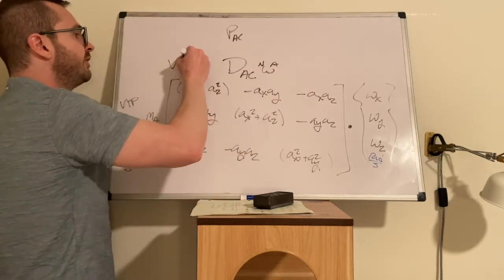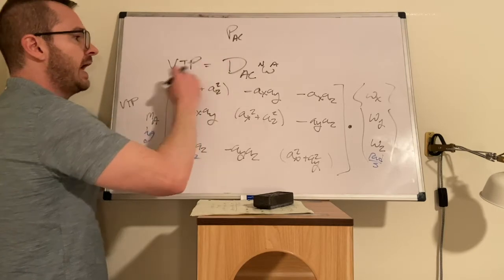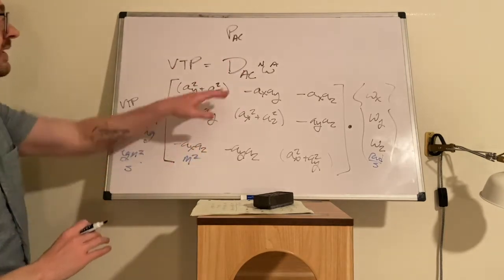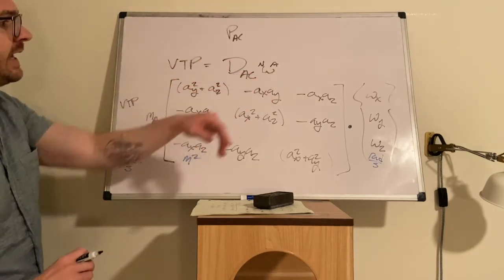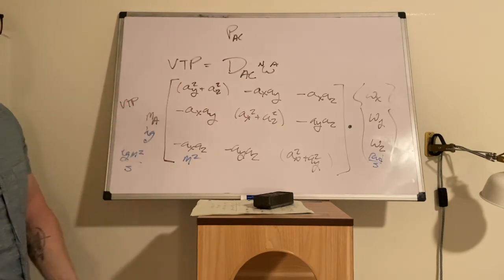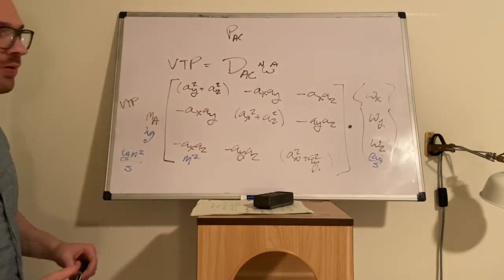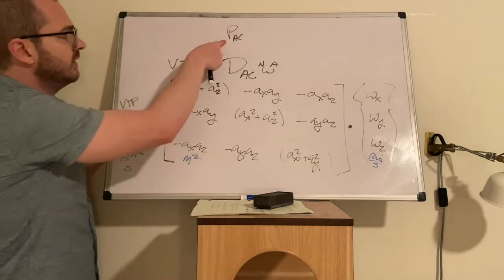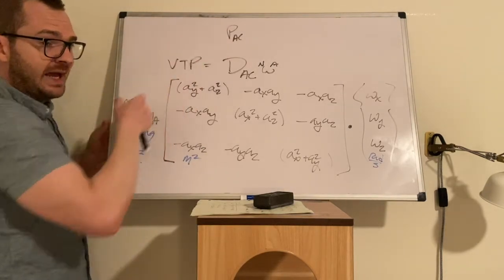So this is what your vector triple product has become: the displacement dyadic times omega in A. Now, how do you build the displacement dyadic when you're working a problem? It literally comes from the position vector from A to C.